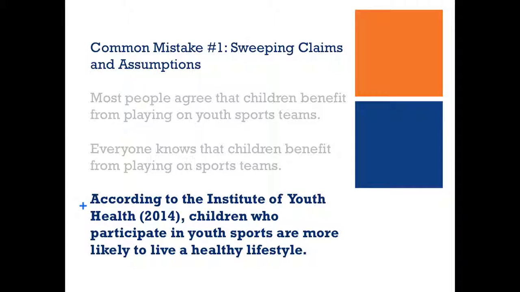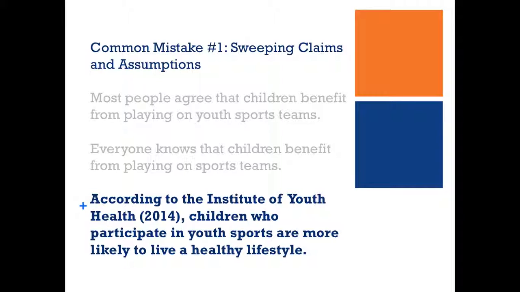So the first mistake, making sweeping claims and assumptions, this means that you're pretty much just assuming that everybody is going to agree with what you're saying, so you're not providing any evidence. So, for example, you might write, most people agree that children benefit from playing on youth sports teams. Or maybe you'll write, everyone knows that children benefit from playing on sports teams. And while this might be something that you are trying to prove in your thesis, maybe you've already done enough research to fully understand that you definitely support both of these statements, your readers might not quite agree with you.